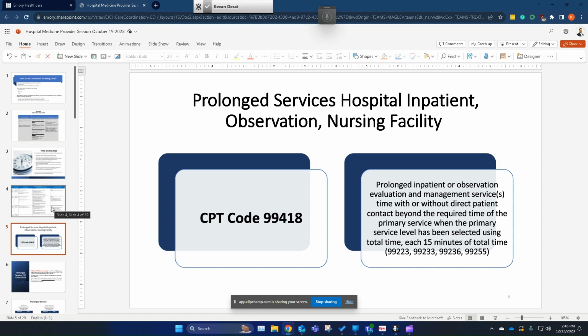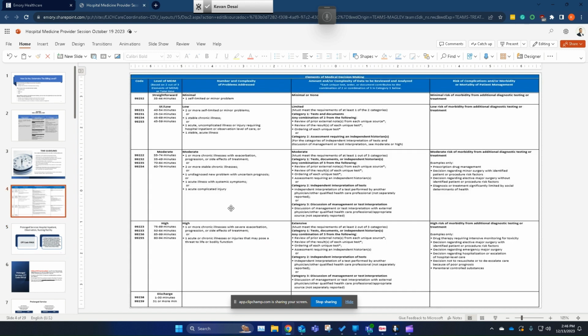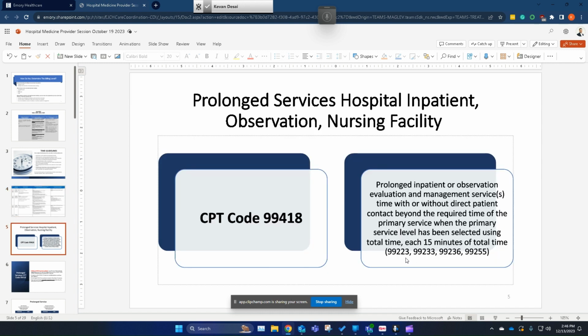And I'll go exactly what's required for this, but essentially, if you have a level 3 progress note and you spend 65 minutes with that patient, which is why it's 50 to 64, if you spend 65 minutes coordinating care and doing all those things that we discussed in the time guidelines, then not only are you going to bill a 99233 inpatient subsequent progress note, you're also going to bill on top of that a 99418.